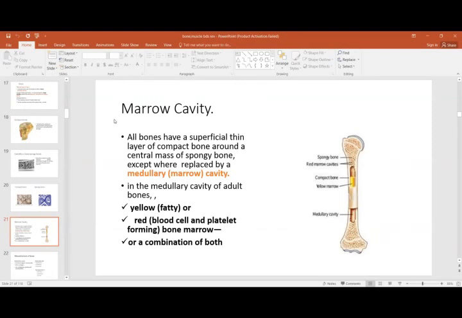This is occupied by red marrow or yellow marrow. Red marrow is concerned with the formation of blood cells, so that is why it is called the red marrow. But when these blood cells finish their function, they are replaced with fat, and that is why it is called the yellow marrow. And it can be a combination of both.